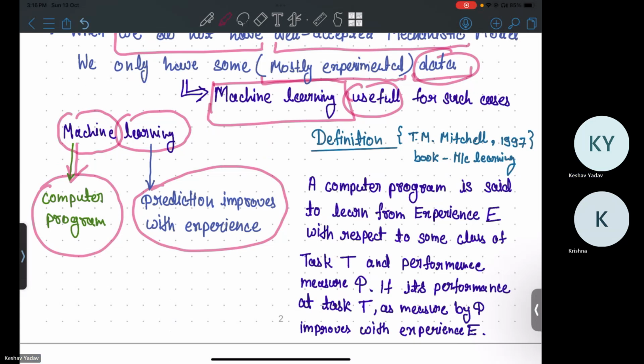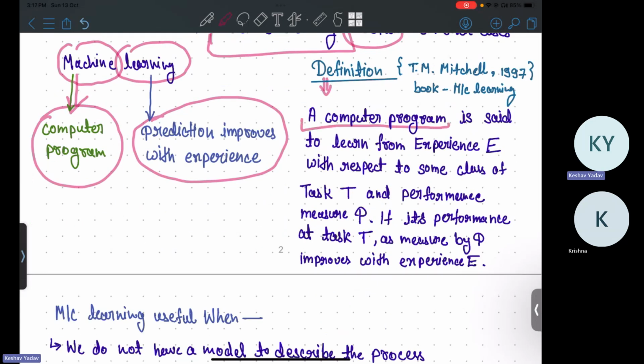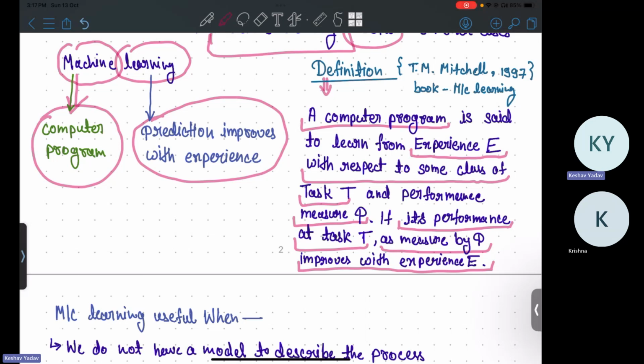If we define formally what machine learning is, it can be defined like this: a computer program is said to learn from experience E with respect to some class of tasks T and performance measure P if its performance at the task T, as measured by P, improves with experience E. So if its performance improves with experience, then the computer program is said to be a machine learning program.